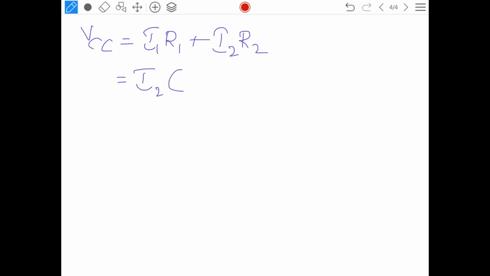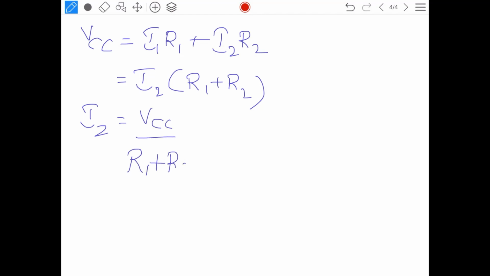So let me write a KVL for it. VCC is equal to I1 R1 plus I2 R2. We know the currents are equal. So I am taking I2 common, or you can take I1 also common, not an issue. I2 times (R1 plus R2). So I am just rearranging for I2. I2 is VCC divided by R1 plus R2. Correct? So what is VB? It is again a parallel voltage. So VB is equal to I2 R2.